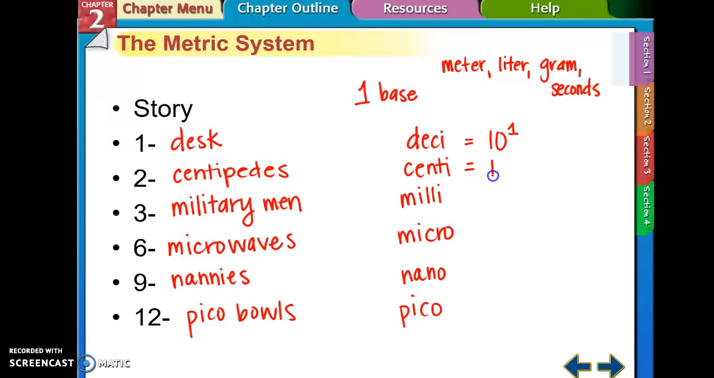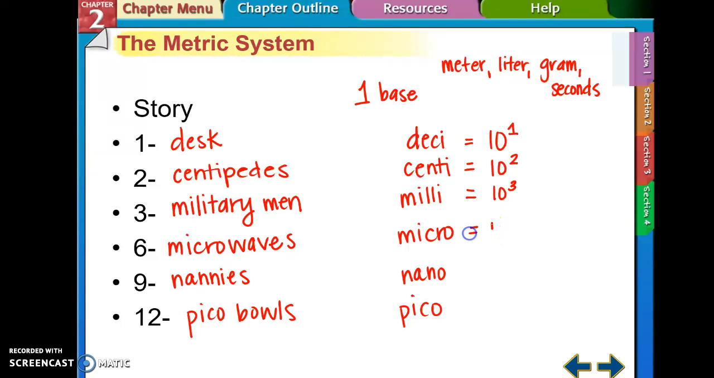In 1 meter, there is 10 to the second centimeters. So 10 to the second, 10 times 10 is 100. So for every 1 meter, there's 100 centimeters. For every 1 liter, there's 100 centiliters. For every 1 gram, there's 100 centigrams. Milli means 10 to the third. So that's 1,000. 10 times 10 times 10. So for every 1 meter, there are 1,000 millimeters. For every 1 liter, there are 1,000 milliliters.